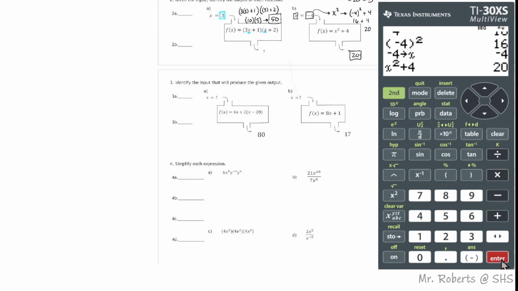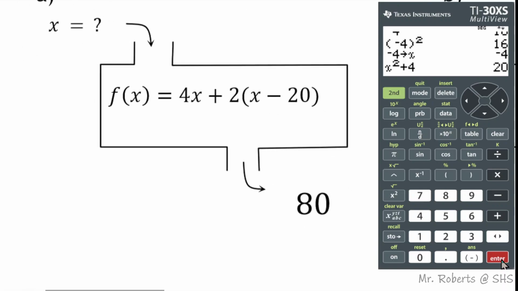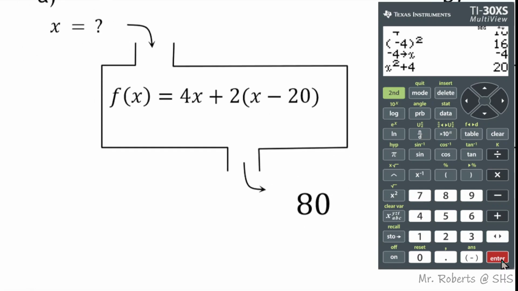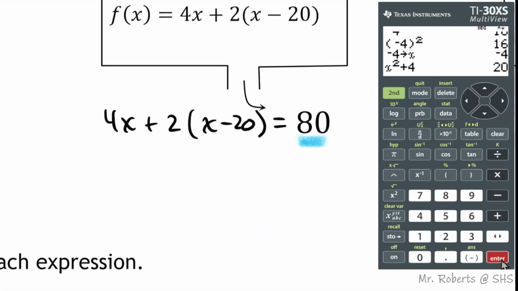Let's go to the second page. On our second page, it was backwards. Up here, it says, hey, now what I'm asking you is, what is the input value? What value of x is going to make this function equal the number 80? So to do this, I'm just going to take the definition of the function. f of x is defined as 4 times x plus 2 times the quantity of x minus 20. And I'm going to set that definition equal to 80.